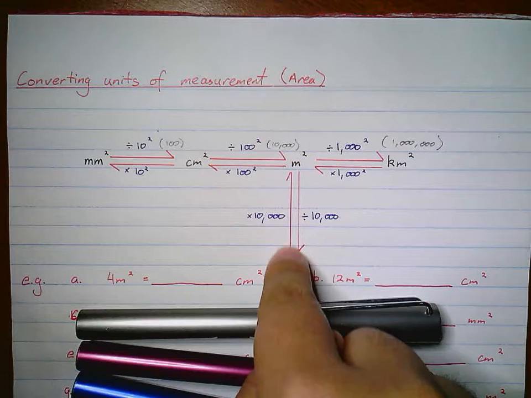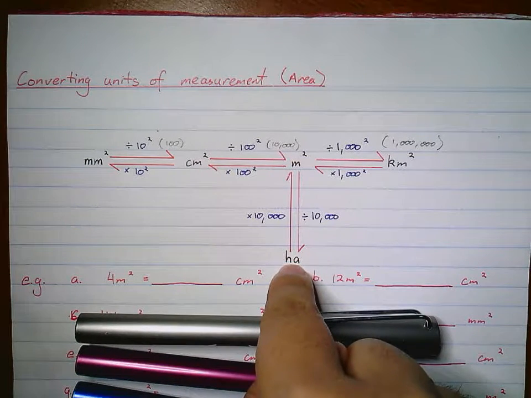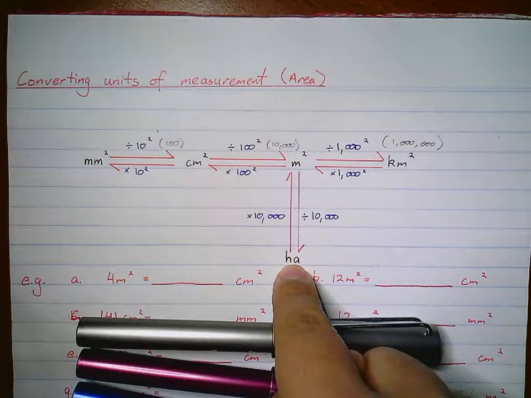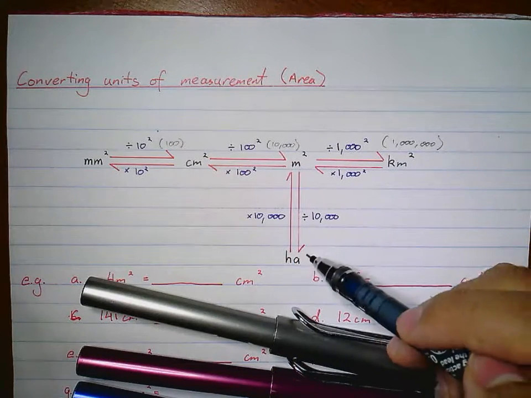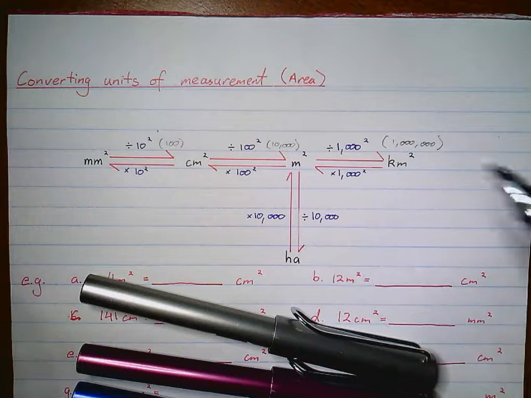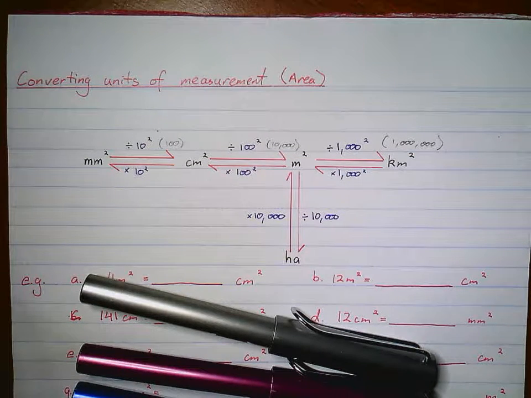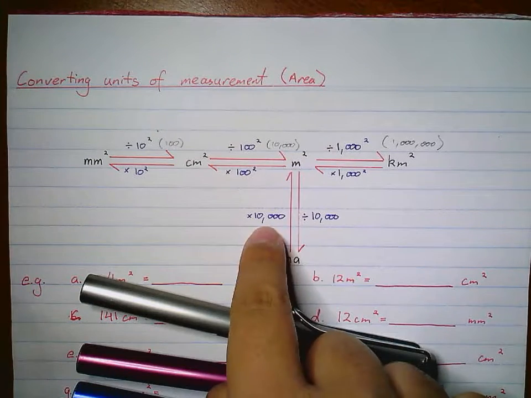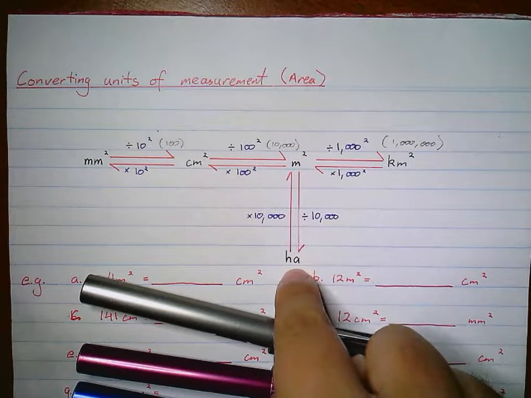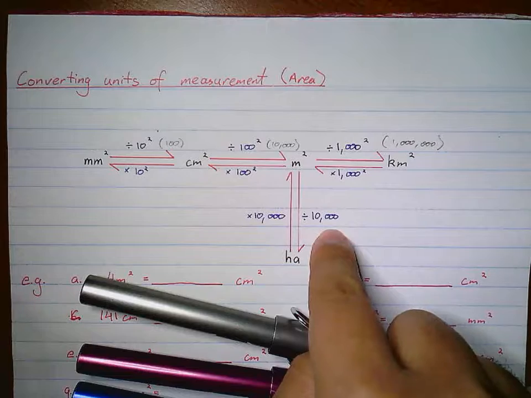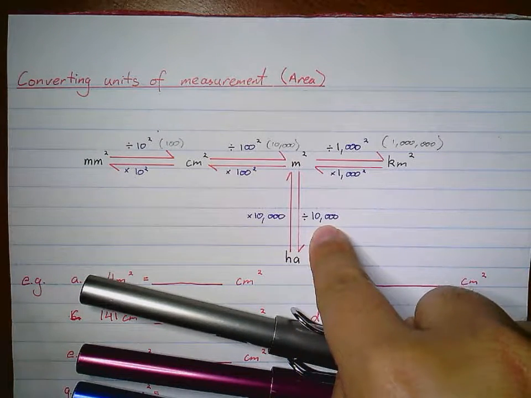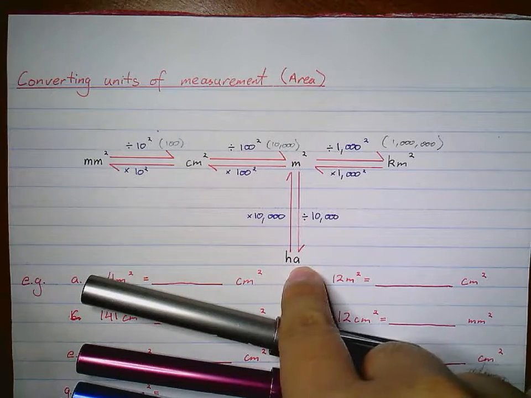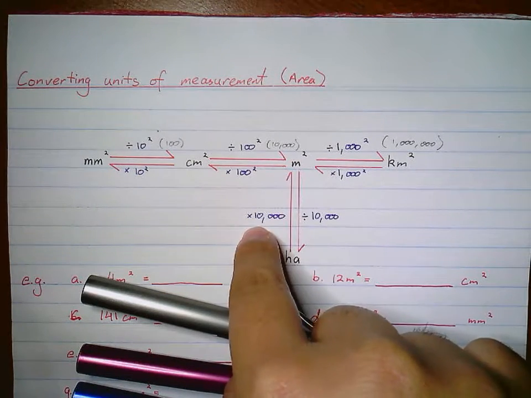There's actually a small branch here with hectares, and hectares don't have the little symbol for squared here, because hectares are already referring to an area, and the conversion rate from meter squared to hectares is 10,000. And once again, going from smaller to larger, we divide, and going from larger units to smaller units, we multiply.